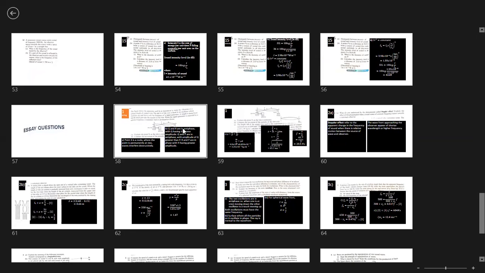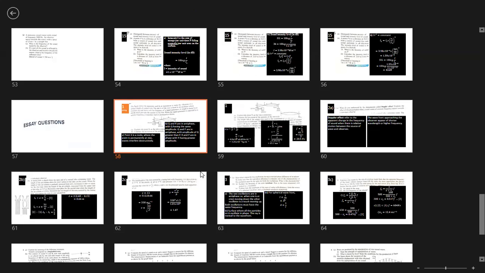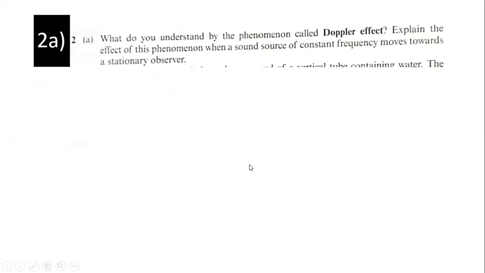I won't do the first one now, because I think the author makes some mistake there. It cannot be like that. It must be a note there. So we won't discuss the first one. Let's try number 2. What do you understand by the phenomenon called Doppler effect? Explain the effect of this phenomenon when a sound source of constant frequency moves towards a stationary observer.